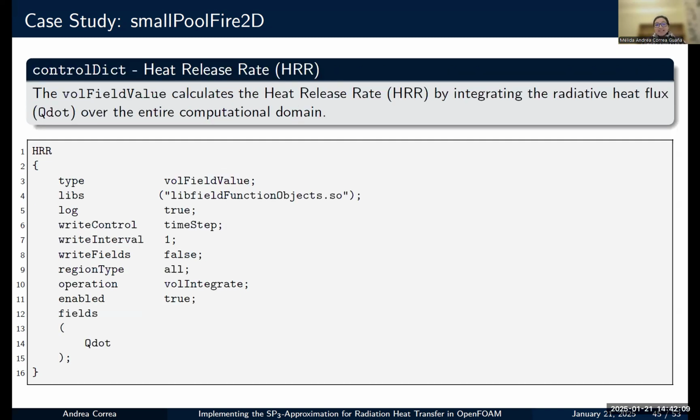Okay, this is the first part that it's necessary to put. And then, if the principal aim is to calculate the heat release rate, the temperature, and the incident radiation, to obtain this data it's necessary to make a function. This function is made in the controlDict. This is the function to obtain the heat release rate.